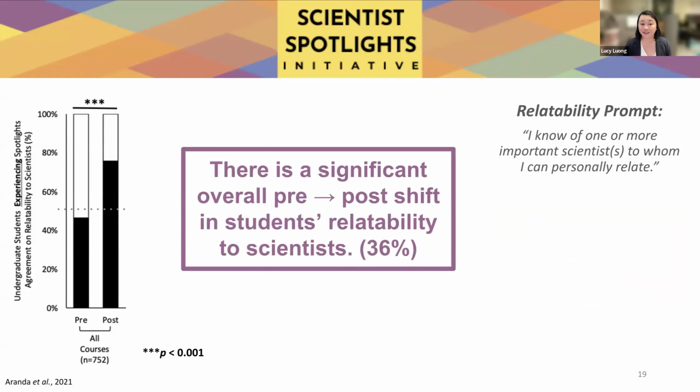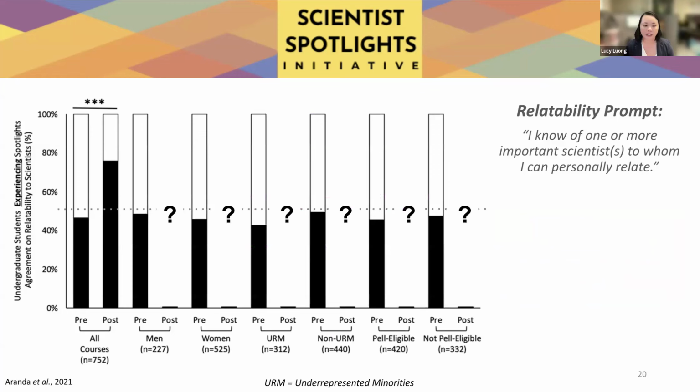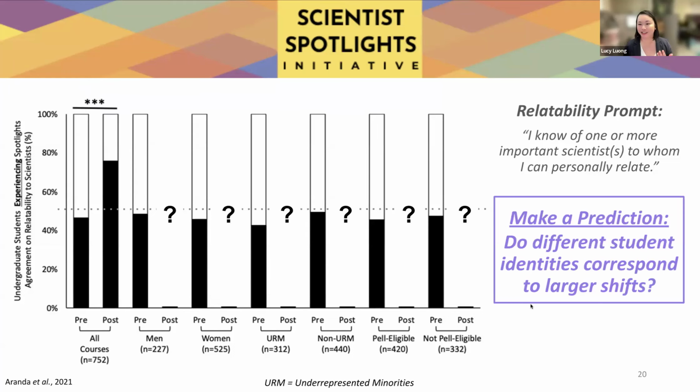We disaggregated the data, the research team did, to look at women versus men, URM, underrepresented minorities versus non-URM, Pell eligible and not Pell eligible. And I think that one's socioeconomic status related. So my question to you, and I invite you to make another prediction, do you think different student identities correspond to larger shifts?